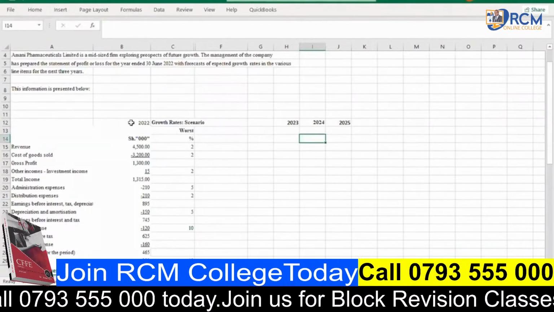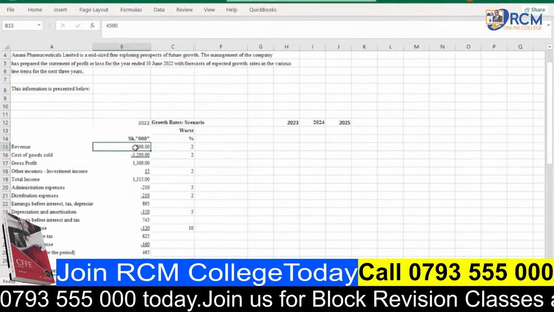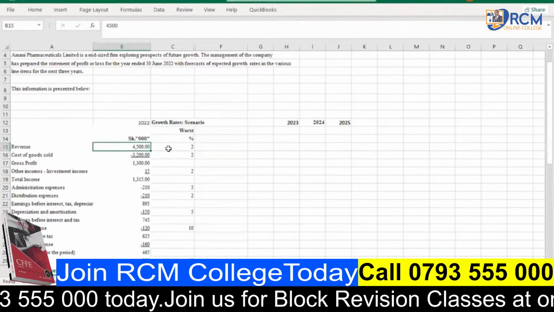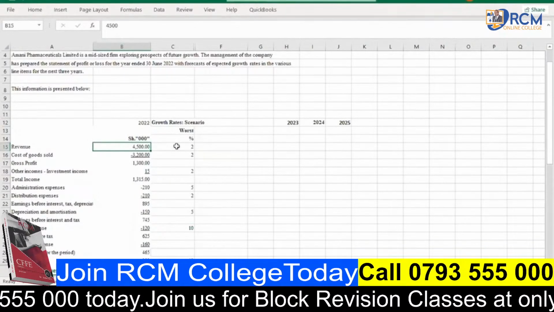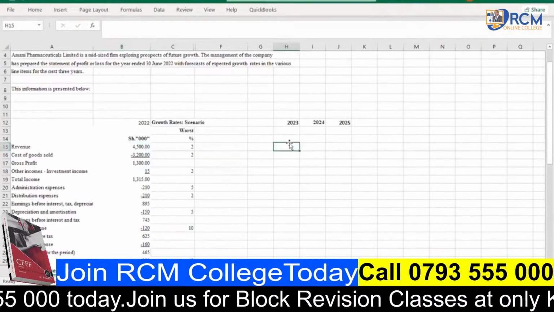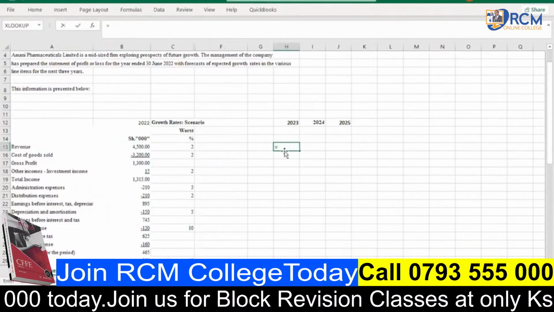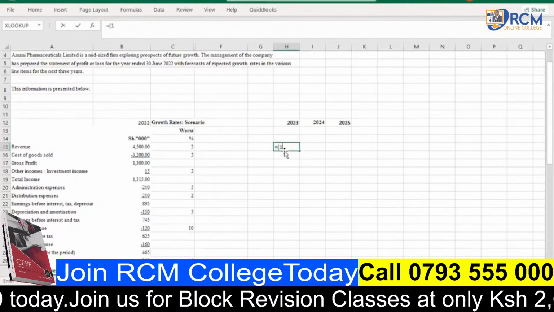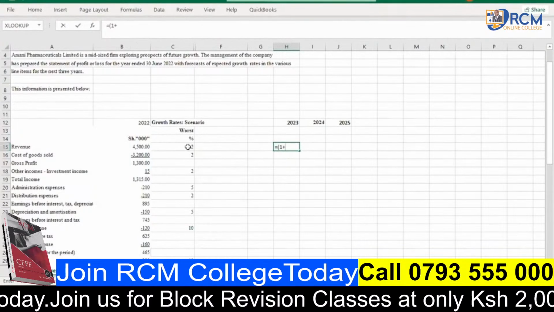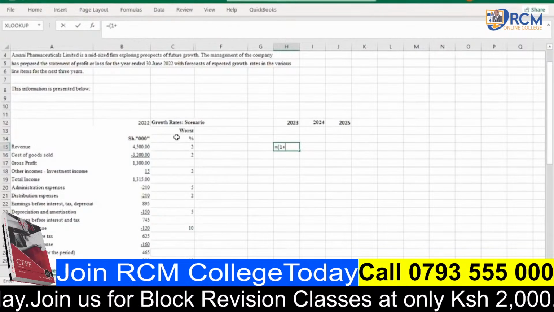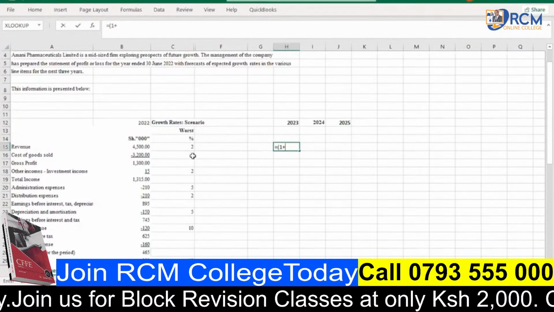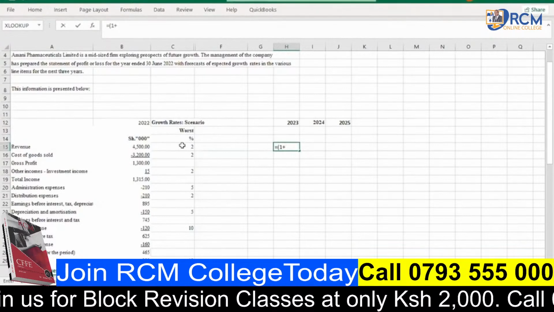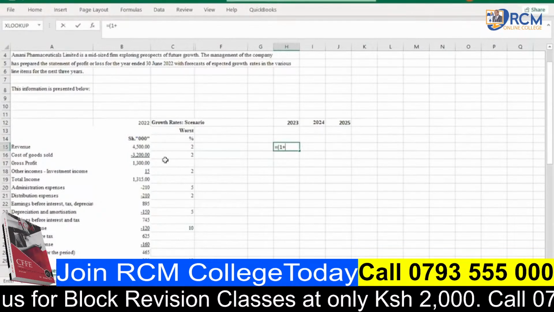So for 2022, revenue is 4,500. It is expected to grow or to increase by 2%. So revenue for 2023 is going to be equivalent to 1 plus the growth rate. Remember, 2%. Yes, they have indicated the percentage up here, but this one is not 2%. This one here will give you 200%. 2% should be 0.02.